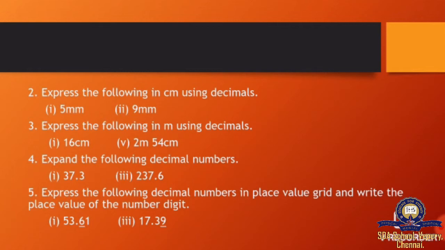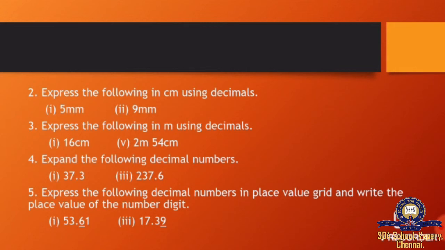Third problem is express the following in meter using the decimals. So here they have given the values in centimeter. We need to express the following in meter using the decimals. For that, we know 1 centimeter is equal to 1 by 100 of a meter. When we change into decimals, we get 1 centimeter is equal to 0.01 meter. By using this, you need to express the following in meter. Okay. Fourth problem is expand the following decimal numbers. Here, the values are given like 37.3, 237.6. So, you need to expand the following decimal numbers.